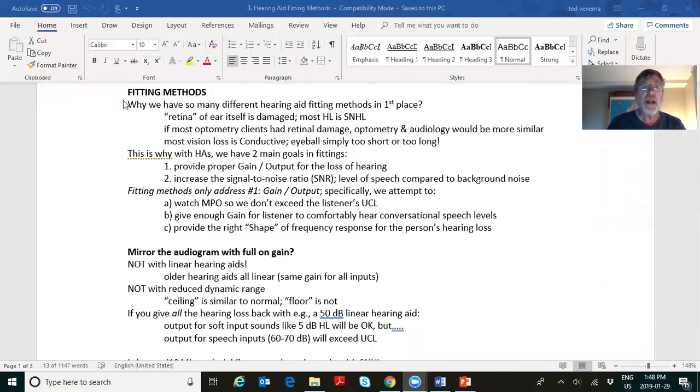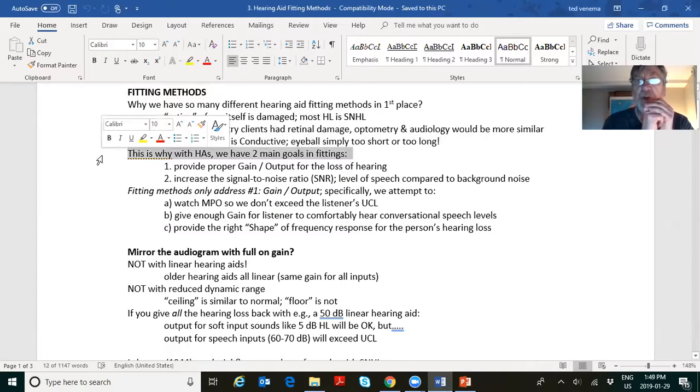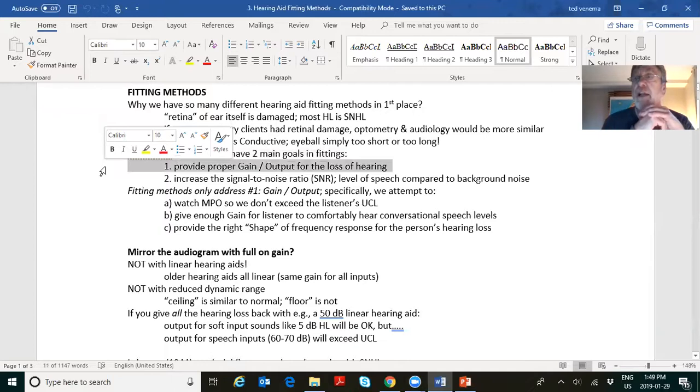so why do we have so many of them in the first place? The retina of the ear itself is damaged. If optometry clients had retinal damage, optometry and audiology would be more similar. Vision loss is conductive. The eyeball is simply too short or too long. With hearing aids, put a star by this. There's two main goals in fitting hearing aids. Number one, providing the proper gain and output for the loss of hearing. That's number one. Obviously, that's kind of like duh.